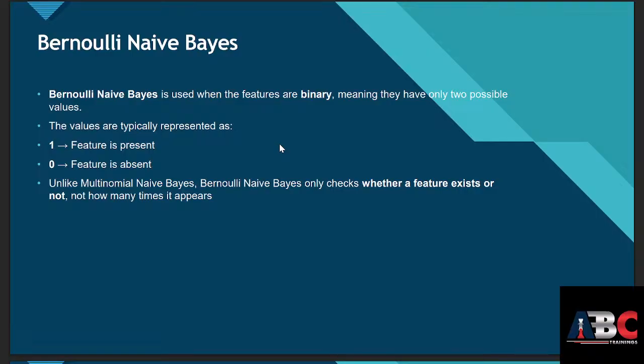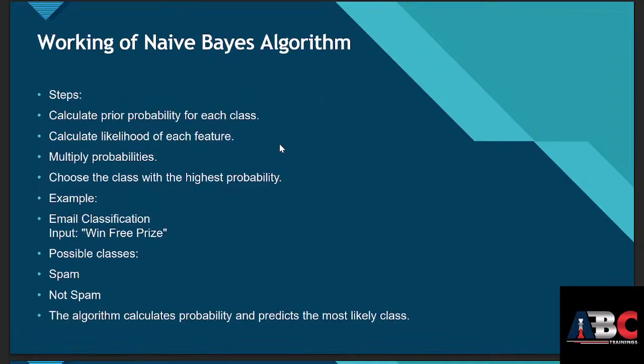The types of Naive Bayes are Gaussian Naive Bayes, Multinomial Naive Bayes, and Bernoulli Naive Bayes, used for continuous numerical data, text data, and binary data respectively. Now we will see how Naive Bayes works, step by step.